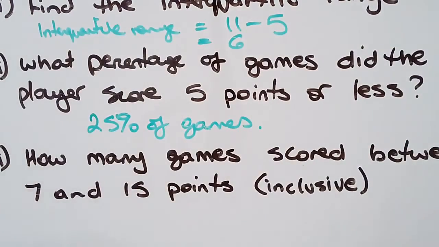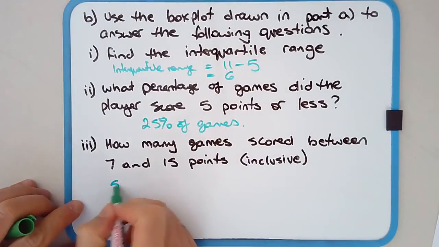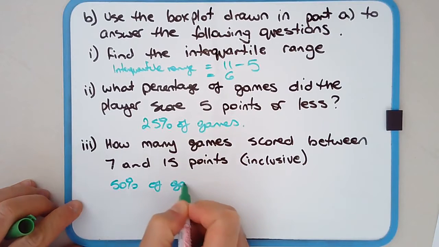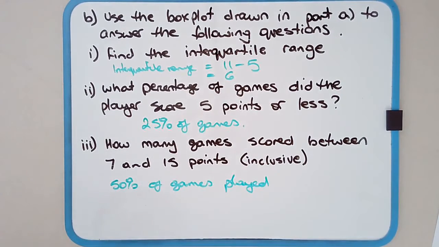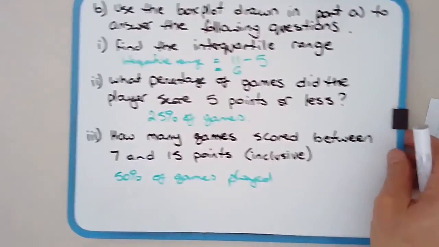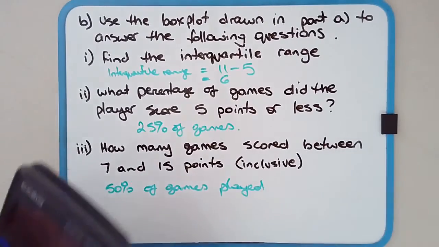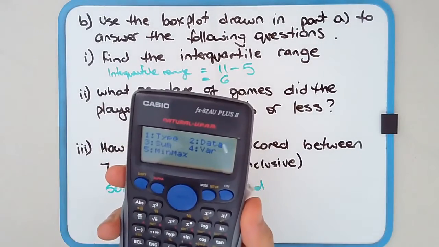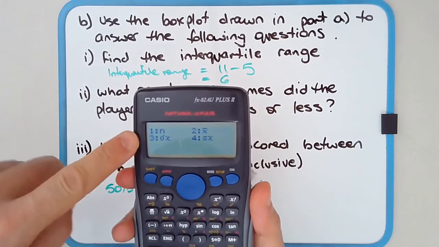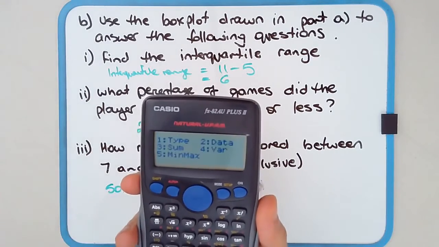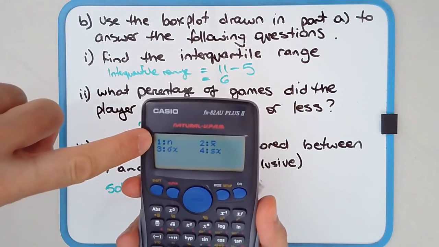Okay, this will probably be a 2-mark question. 1 mark to determine that it's actually 50% of the games, and then a 2nd mark to give the actual number of games. So how many games played were there? In fact, if you had counted the scores earlier, there is actually a function for that in the calculator. If you go to shift 1, var, and number 1 is n.